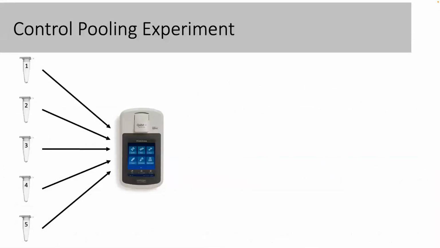However, we wanted to look at what our methods would look like in an ideal scenario where we're able to control or make sure that each individual within a pool is equally represented. And so we took 5 individuals and we quantified those.